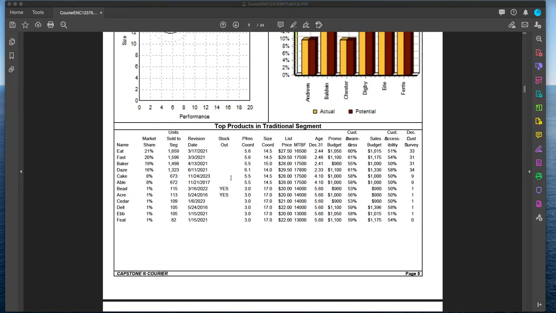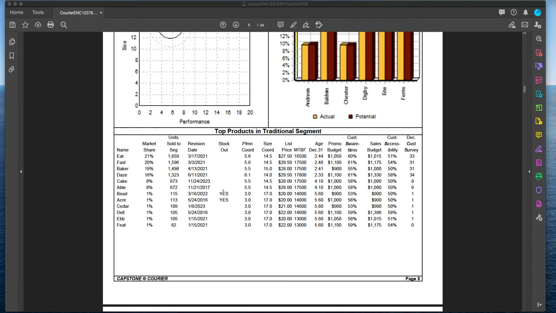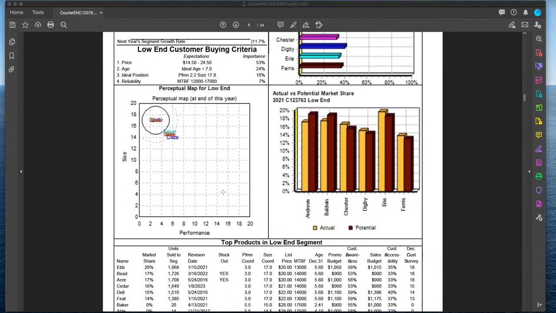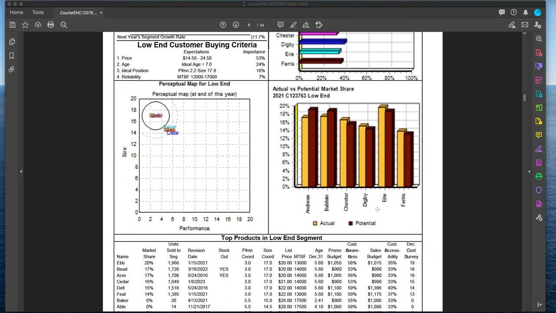Last but not least, I want to just show here the top products in the traditional segment. We'll notice that these, Baldwin and Acre, are actually from the low end segment, but they picked up some sales here. But as a whole, these two products stocked out, so you can tell that here under the stock out, and that means that they could have sold more units. So I'm just going to scroll down quickly to the low end, and we can see an example of a situation where the actual sales did not meet the potential. And so we can see in this low end segment that Andrews could have sold more products. They could have had approximately 2% more of the market share.